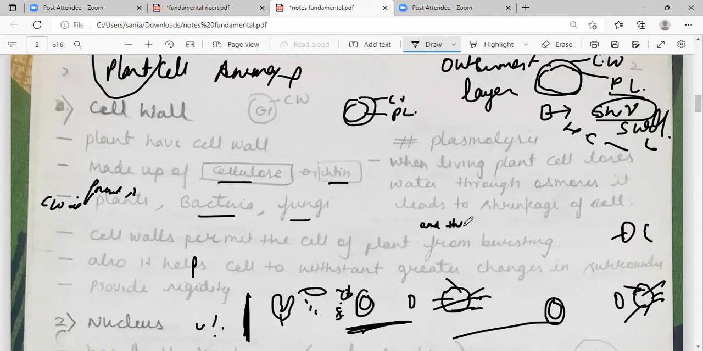Yes. Okay, so you will write plasmolysis, and then you will write: when a living plant cell loses water through osmosis, it leads to shrinkage of the cell, and this process is known as plasmolysis. Clear? Yes, ma'am.